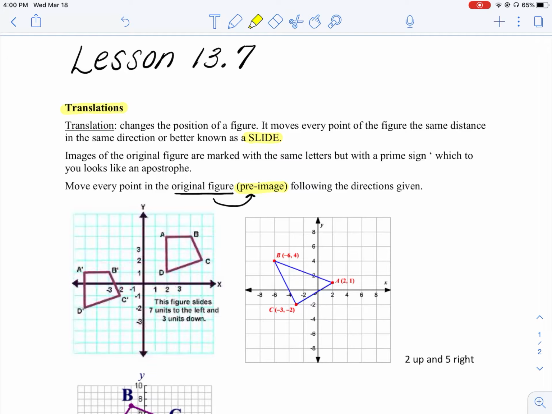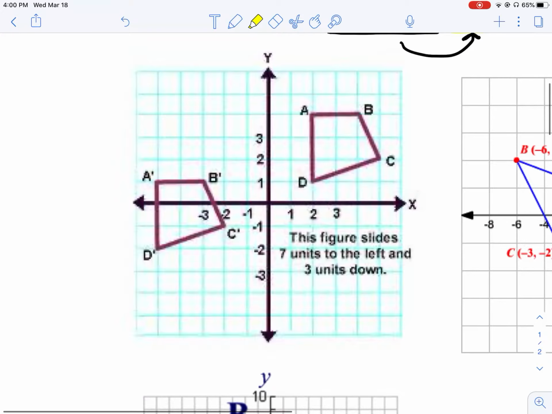Here's a good example. You can see that I have this four-sided figure, A, B, C, D. It shows that this figure slides 7 units to the left and 3 down. So what does that mean exactly? What does it mean to slide 7 to the left and 3 down?